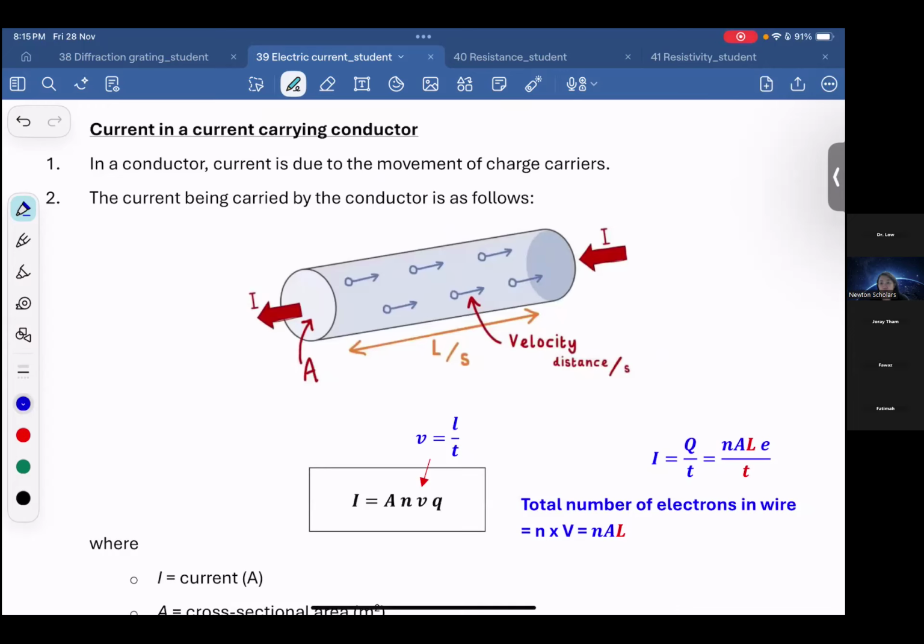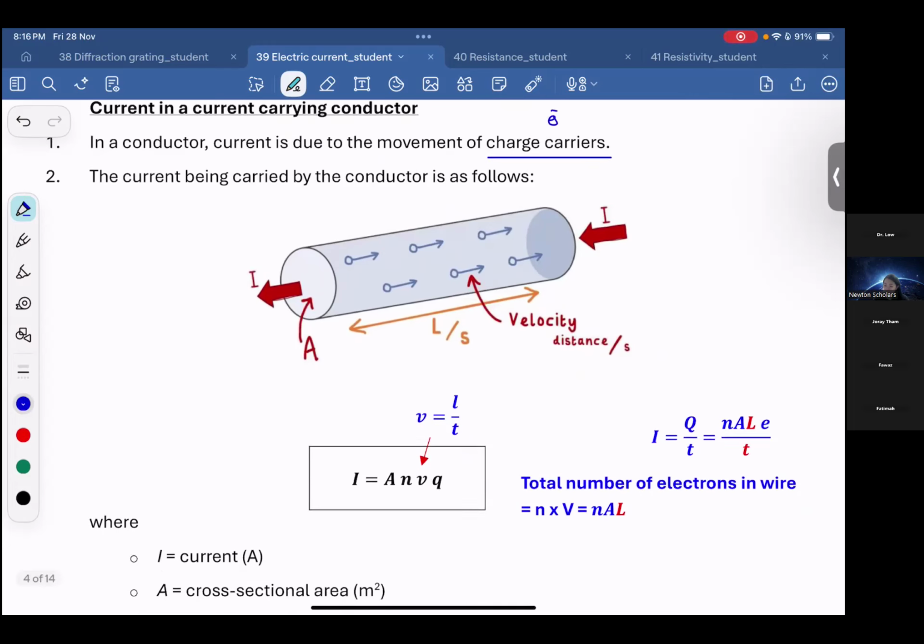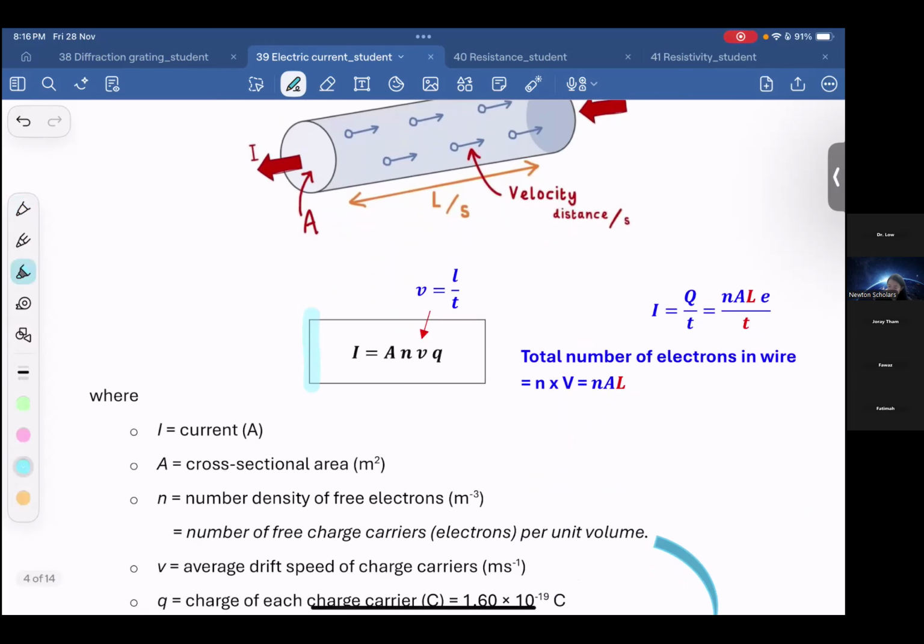Do we always use 1.6 times 10? Yes, correct. We just want to know the charge. The positive or negative is just showing whether this is an electron or a proton. So we just use 1.6 times 10 power negative 19. Then here, current in a current carrying conductor. In a conductor, current is due to the movement of the charge carriers, which are the electrons. Repeat and repeat. So here we will get a new formula in our A level.